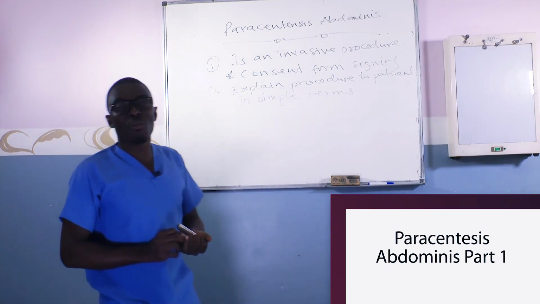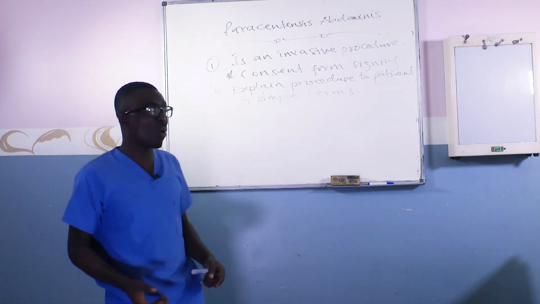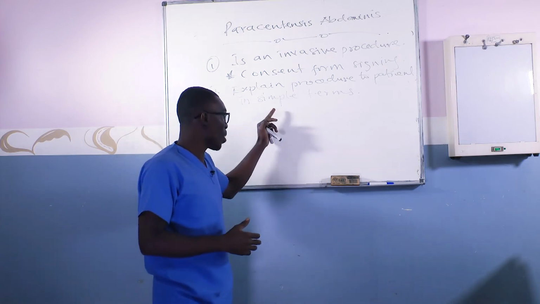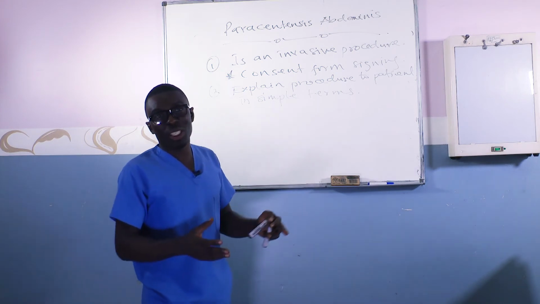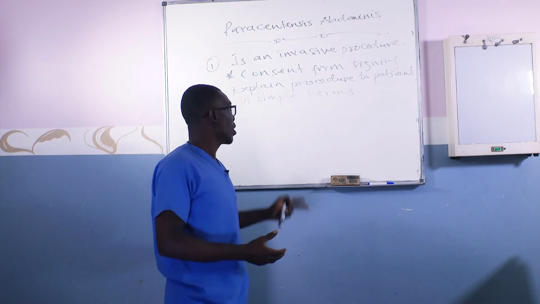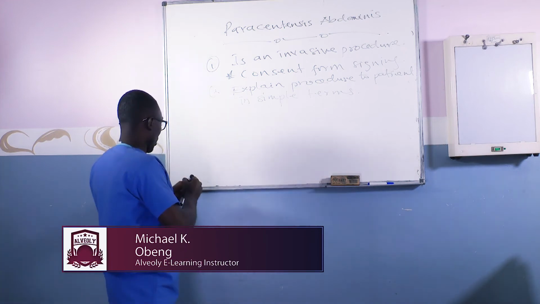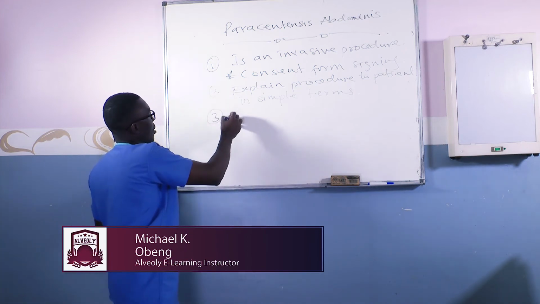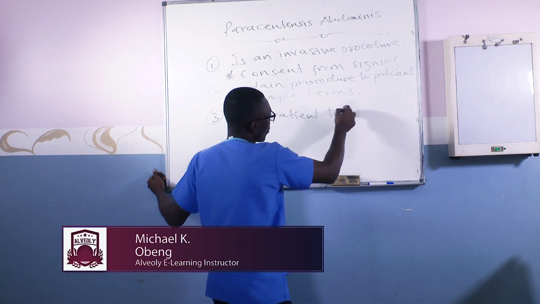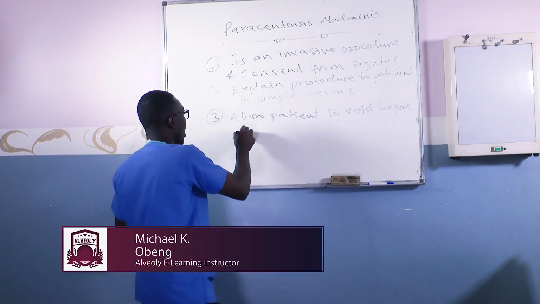Okay. One way of also allaying fears and anxiety is that you can introduce the patient to someone who has undergone paracentesis abdominis successfully. When he sees someone who has undergone the procedure successfully and the person is doing very well, it will also encourage that patient to undergo such a procedure. Then the next thing is that you have to allow patients to void before the procedure is done.